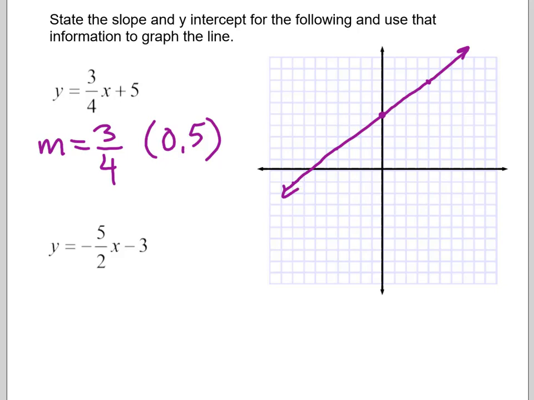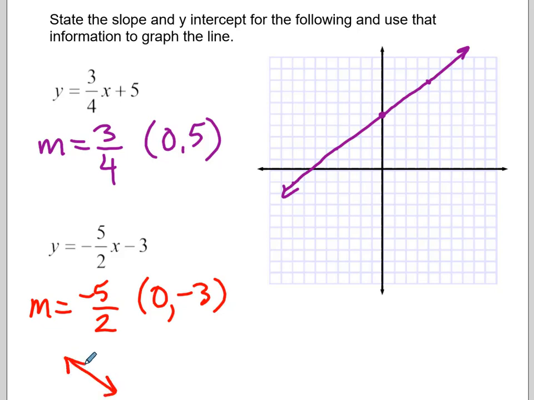Okay, so now let's look at the second one. My slope is negative 5 over 2 and my y-intercept is (0, -3). Now, I do want to slow down for 1 second here. This is negative 5 over 2, so I am expecting this graph to go down from left to right. And that's a really big idea we want to keep track of. So I'm going to plot my y-intercept first. 1, 2, 3. I put that (0, -3) on there.